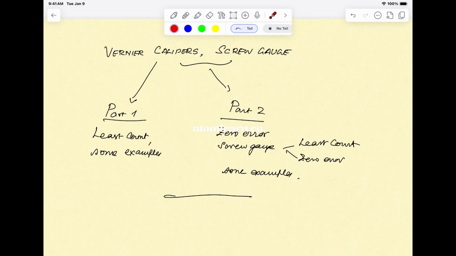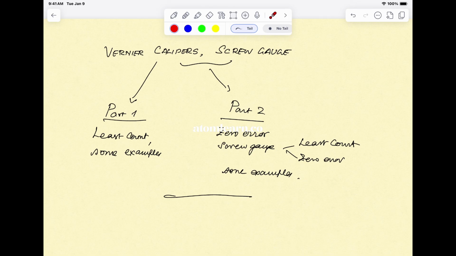Dear students, in this video we will be talking about vernier calipers and screw gauges, all the fundamentals, including some worked out examples, and then how to solve the questions based on vernier calipers and screw gauges, which will come in JEE as well as in NEET.